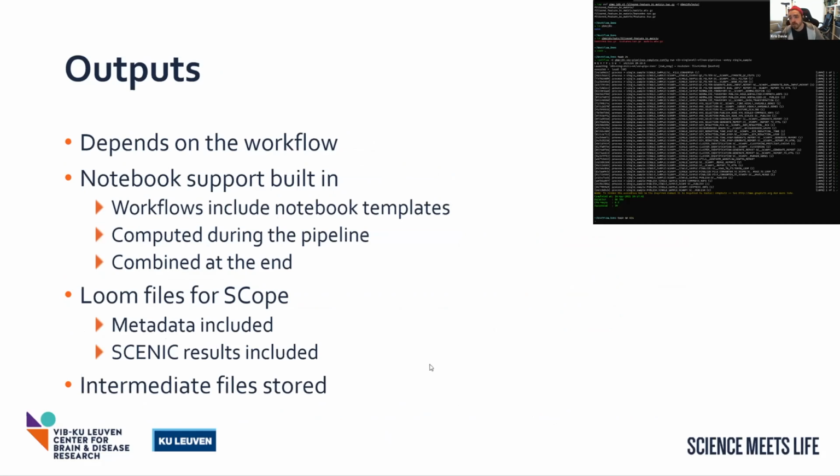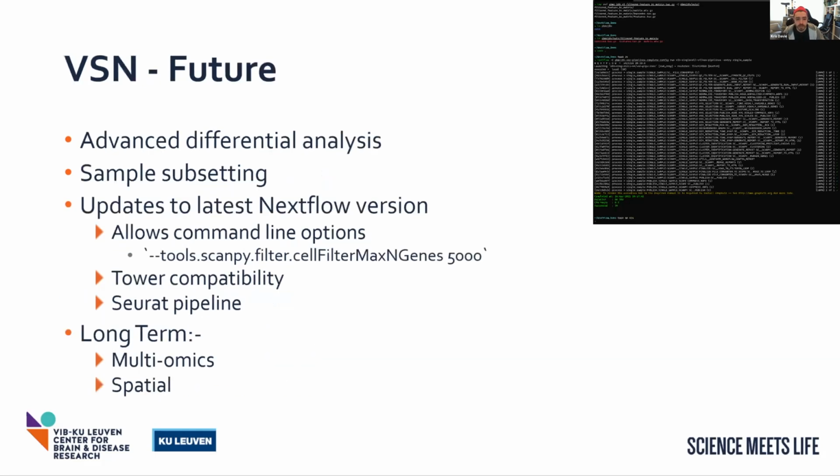Intermediate files are always stored, although typically these are in your work directory, and this can get very large if you don't clear it out. So we typically delete these regularly. In the future for Vision, we want to add a lot of things. It requires time and development, of course, and we're very busy. But for example, some things we'd like to include are some advanced differential analysis between clusters, for example, sample subsetting.